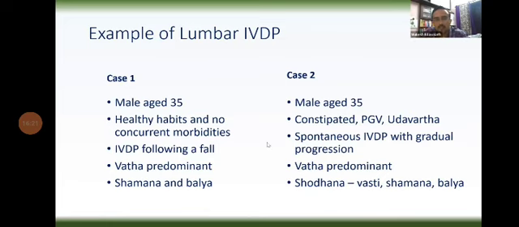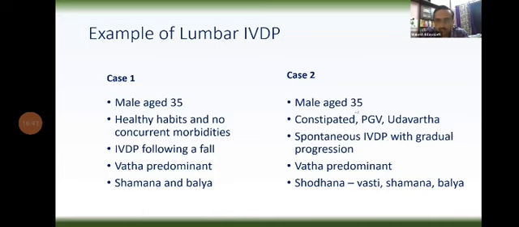This is another example of intervertebral disc prolapse. A male aged 35, healthy habits, no concurrent morbidities, IVDP following a fall. So there is no history of Avarana, nothing is there. So the predominant presentation is Vata predominant. So the treatment is Shamana and Balya.